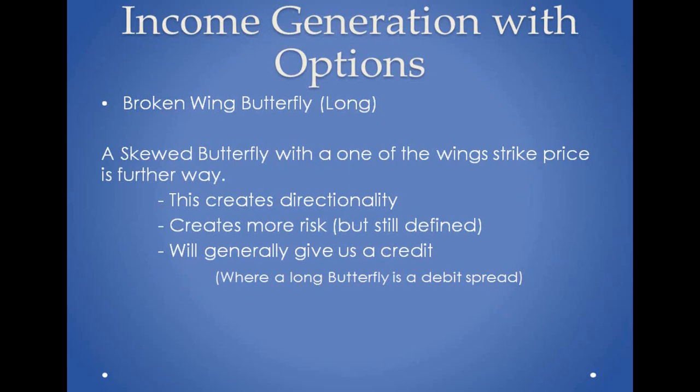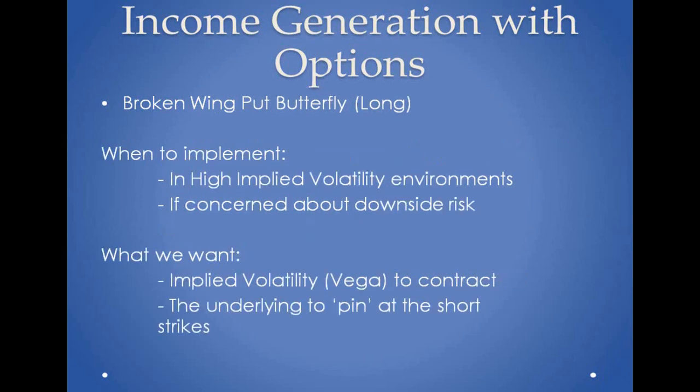In this case, with a long put butterfly skewed this way, we actually want the underlying to continue to go higher. It creates more risk, but it's still defined. It's creating more risk for us, but that gives us the credit. You will sometimes see it as a debit spread, but if I'm creating more risk, I'm not going to pay the debit, so I try to stay away from those unless I have a real directional assumption.